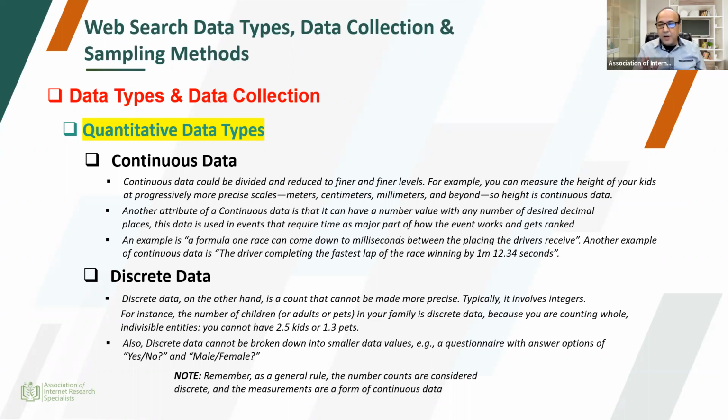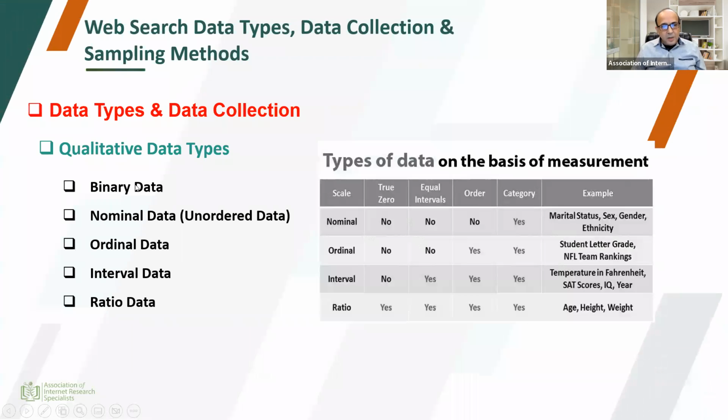And there could be five more, but we don't need them right now. They could be more variations of continuous data and also discrete data. But the major concept or the main classification is just two types: quantitative. Now, in qualitative, there is binary, nominal, ordinal data, interval data, and ratio data.